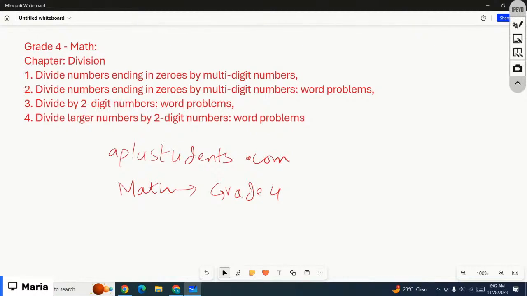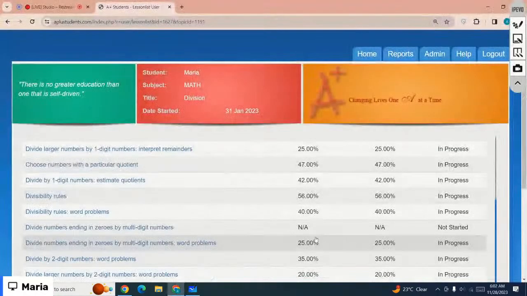There you can find a list of the chapters. We're going to start with the chapter division. The lessons we're going to cover today are divide numbers ending in zeros by multi-digit numbers, divide numbers ending in zeros by multi-digit number word problem, divide by two-digit number word problem, divide larger numbers by two-digit numbers word problems. So let's just start with the chapter division.